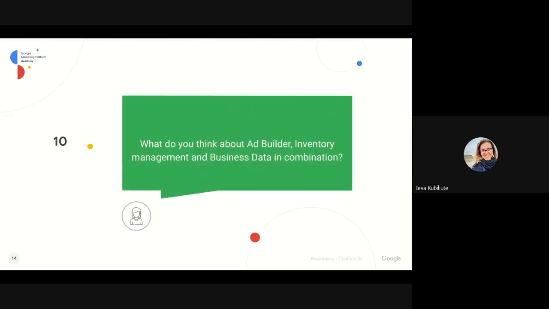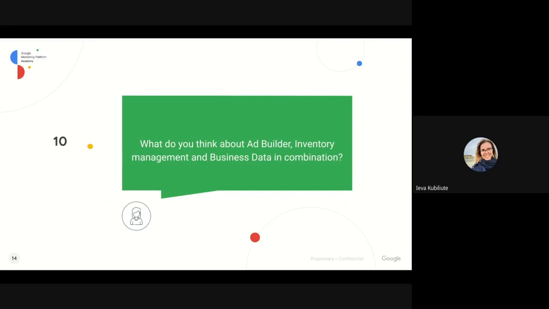And last question for today is, what do you think about Ad Builder, Inventory Management, and Business Data in combination? Oof, that's a big one. So I would say that probably there's no point to combine all of these three together, because, well, let's think of what kind of changes you want to do in your account. If you want to create hierarchical structure of your account, meaning campaigns, ad groups, ad copies, and keywords, that's the whole structure we're talking about.